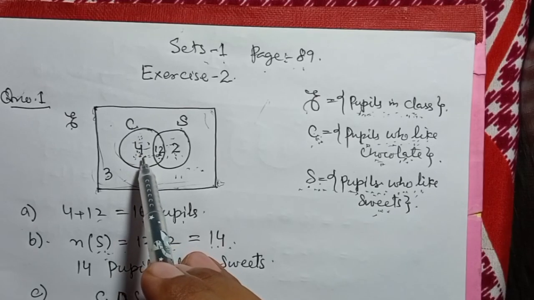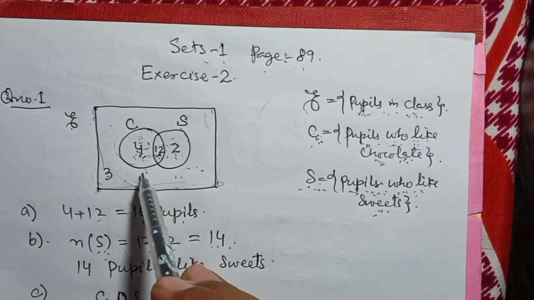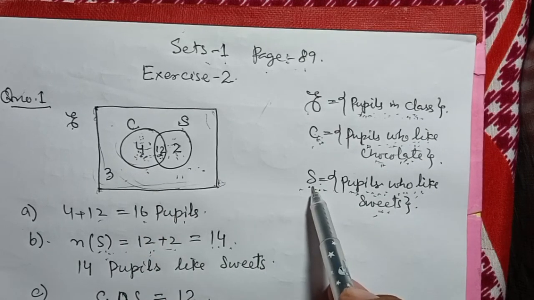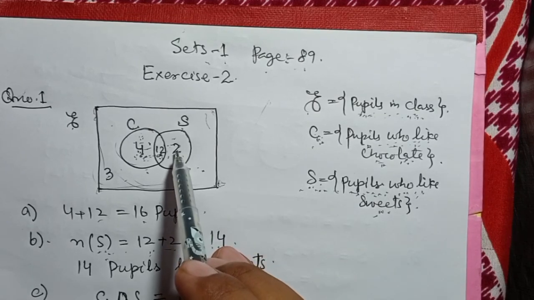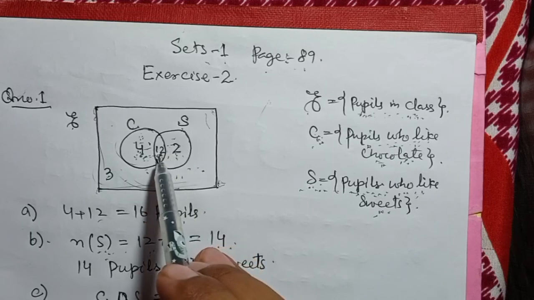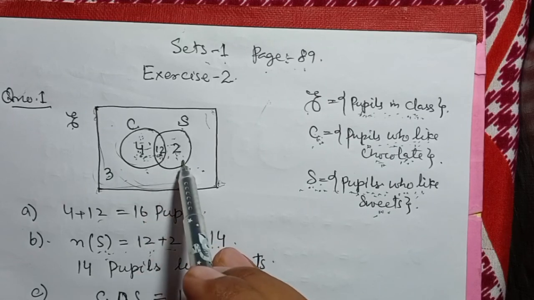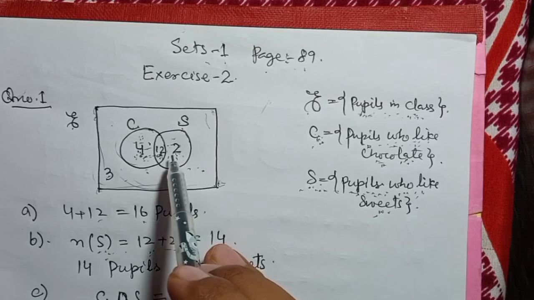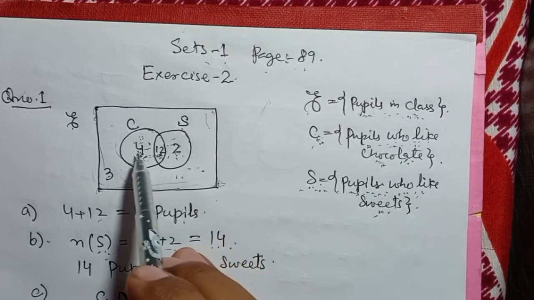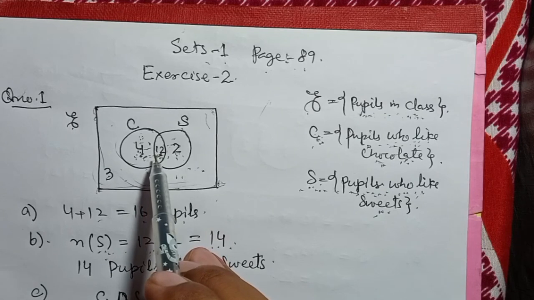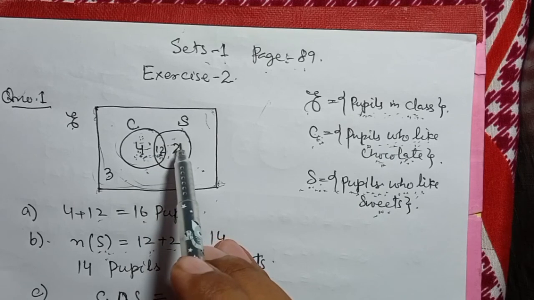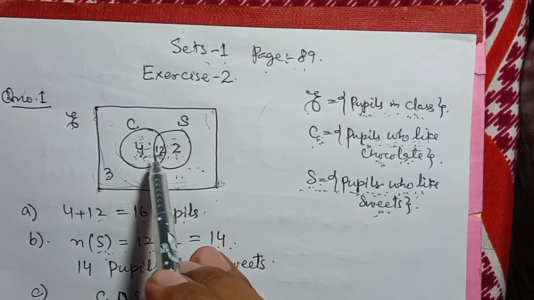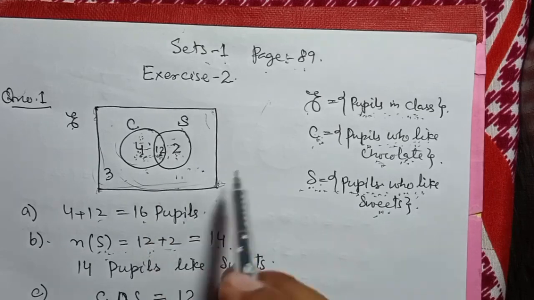So you can see from the Venn diagram how many pupils like chocolate. That is 4 plus 12, that is 16. And here is S. S represents pupils who like sweets. From the Venn diagram you can see how many are there in set S. You can see here 12 plus 2, that is 14 pupils in set S. Now you can see here 12 is common. That means 12 pupils are in C and also in S. That means 12 pupils like both chocolate and sweets.